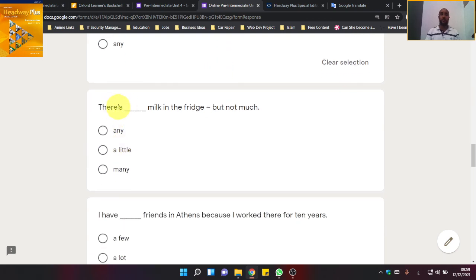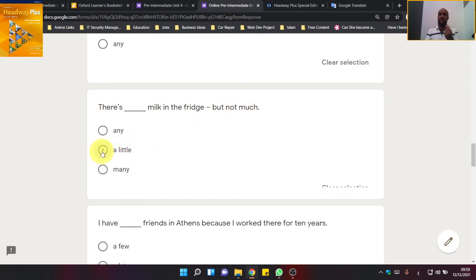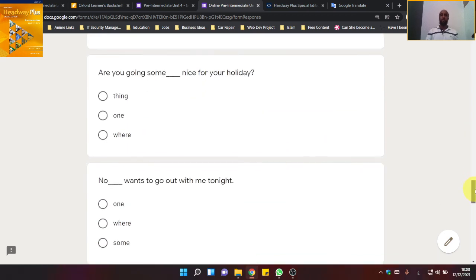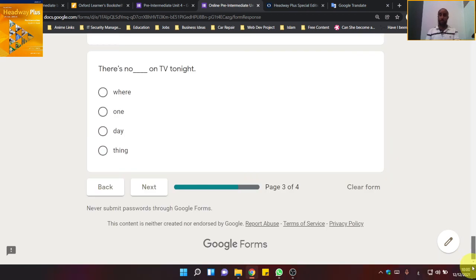And the last one I help you guys with is this one. Here we have there is or there's, and then the noun is milk. So milk is uncountable, right? And here it says in the fridge, but not much. So meaning there's a little. Okay, there's a little milk in the fridge, but not much. Good. Let's move on to the last section, and the remaining questions are for you to do by yourself.